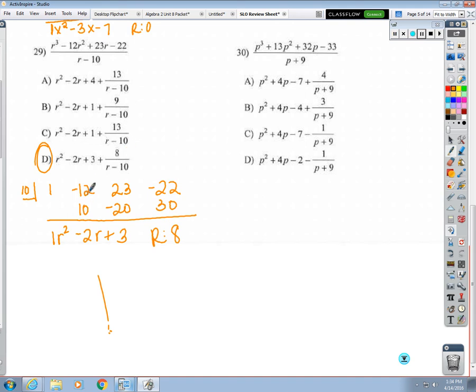Well, or add them. Negative 12 plus 10 is negative 2. 23 plus negative 20 is 3. You just do what the sign says. That's technically a positive 10, so negative 12 plus 10.